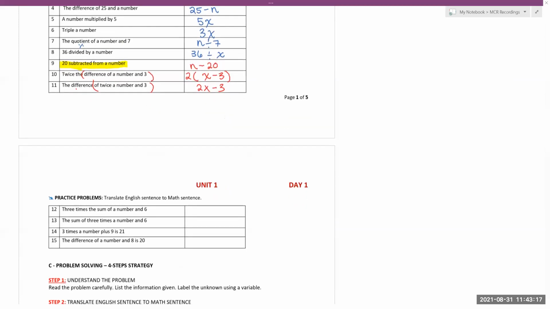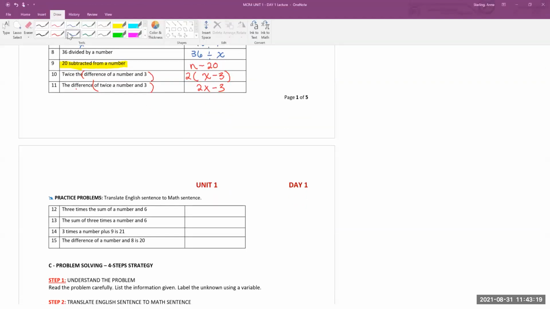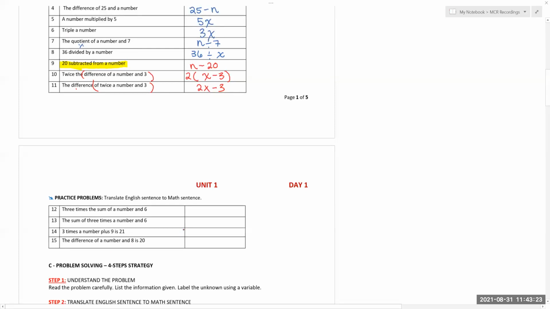A couple more on the next page. Make sure you are pausing me and trying these before you just read the answers. So it's 3 times, so I'm 3-timesing everything else. The sum of a number and 6 is what's being multiplied by 3, so I'm going to put the parentheses there. Whereas this is the sum of 3 times a number and 6, so again, the difference between the two.